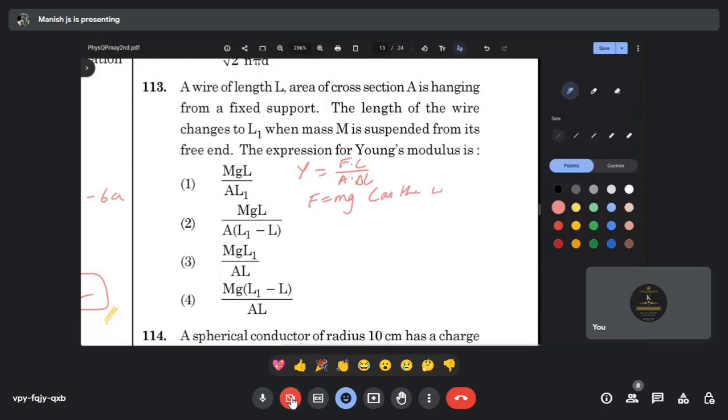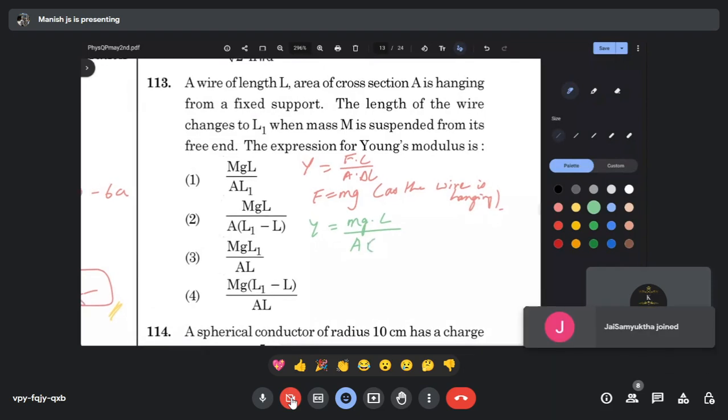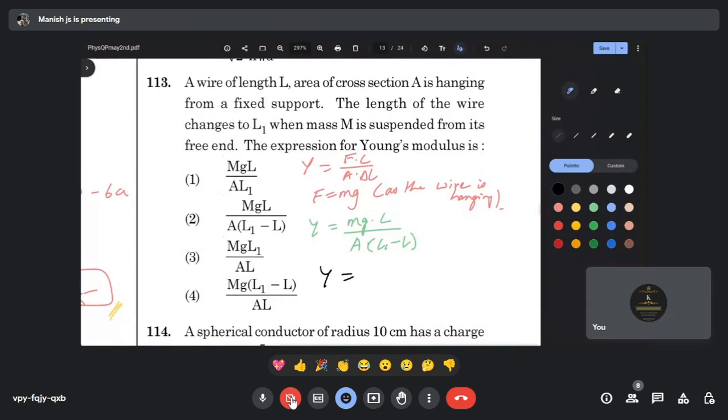Simple. So I substitute that value. I would get Y equal to force mg into L divided by area into change in length. In the question, L1 is given. So change in length is nothing but final length minus original length, which is L1 minus L. As per the question. So what is the answer? Y is equal to mgL upon A times L1 minus L. So which option is the correct answer?